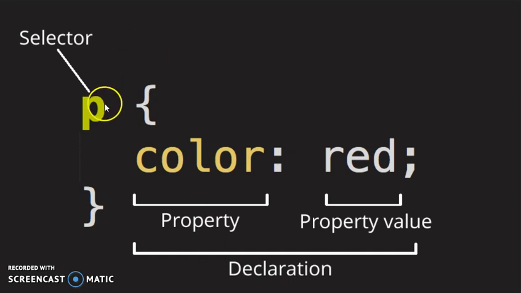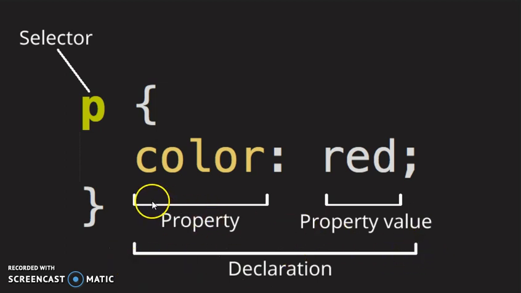The first one, where you see P, is your selector. This could be any tag though. It could be nav, header, H1, H2, paragraph. It's the tag itself, the HTML tag. So that's your selector. And then it's divided into properties, which in this case is color, and property values, which in this case is red. And then the whole thing is called a declaration.